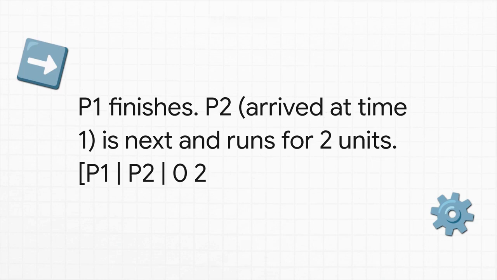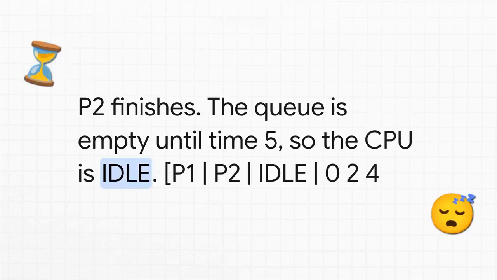It also needs 2 units. P2 finishes up at time 4. We check the queue again and it's empty. Looking at our chart, P3 isn't scheduled to show up until time 5. So what does the CPU do for that 1 unit of time? Absolutely nothing. It just sits idle, waiting for the next job to arrive.